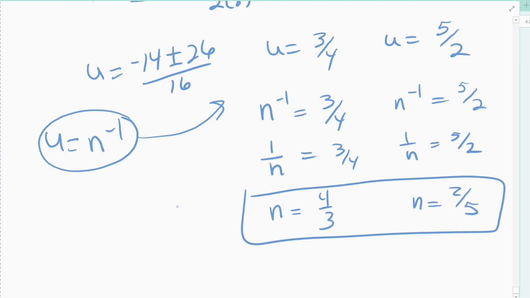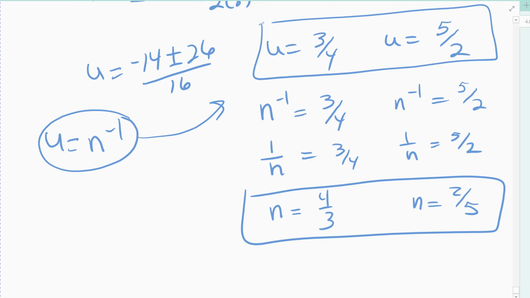So be careful. It's really easy to mess this up, because the answer is the reciprocal of the u term. So the u term was 3/4. The answer is 4/3, because n to the negative 1 means I want the reciprocal, so I flip it. So u of 5/2 gives n of 2/5. And those are your answers.